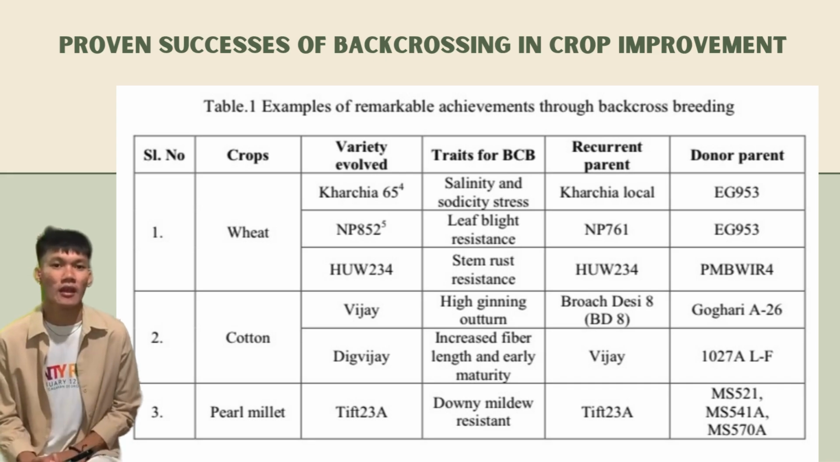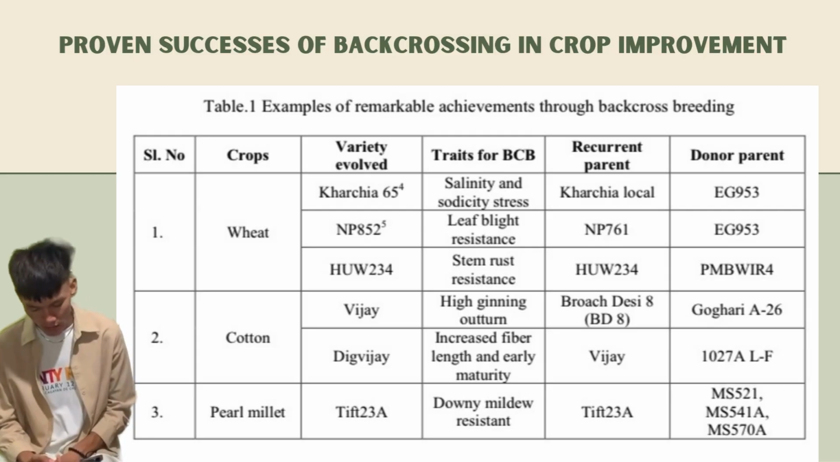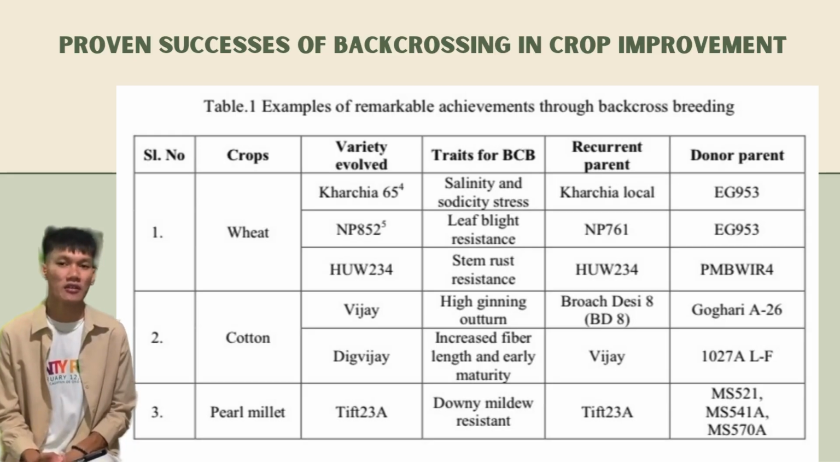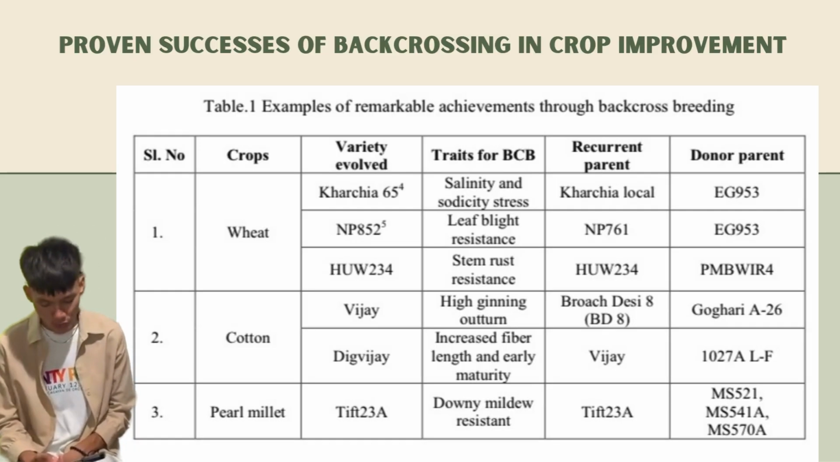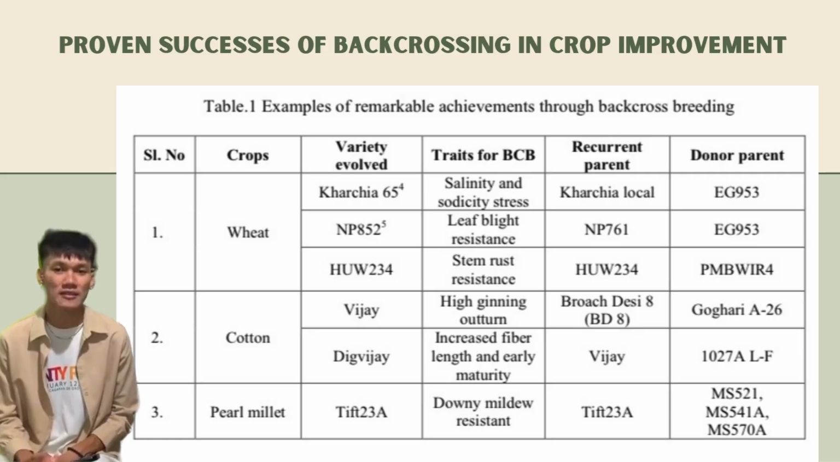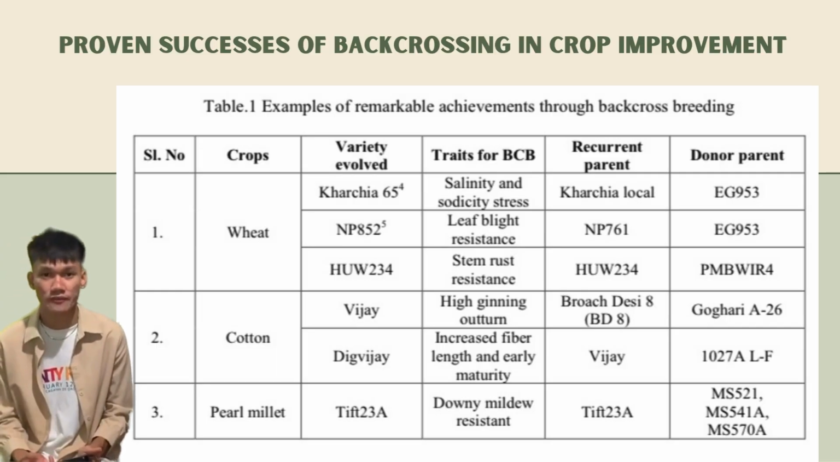So the third crop is the pearl millet. The donor parents are the MS521, MS541A, and MS570A. The recurrent parent is the TIFT 23A. So the trait for BCB coming from the donor parents is the downy mildew resistance.